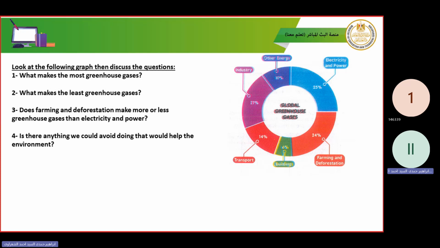And also we should stop cutting down trees. We should reduce our consumption of wood materials, because cutting down trees is one of the things that greatly accelerates the damage and destruction of our planet.